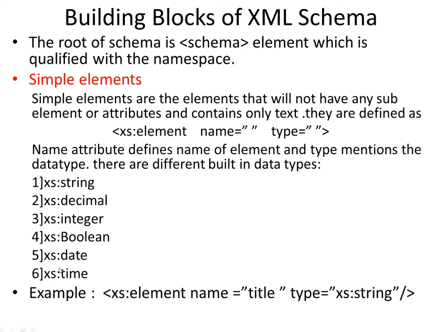These are the built-in data types which can be given as a data type for any element: xs:string, xs:decimal, xs:integer, xs:boolean, xs:date, and xs:time. So for example, you can declare an element with name title, and its type is string.